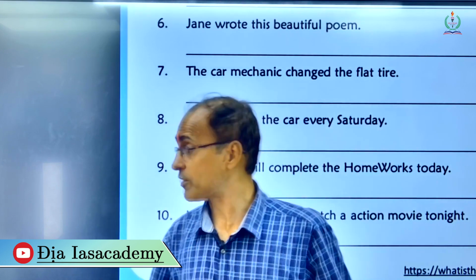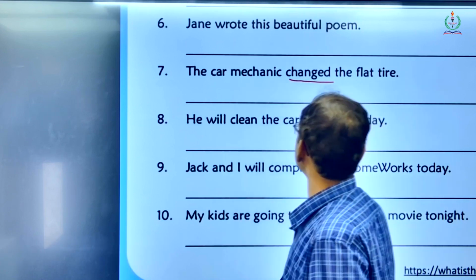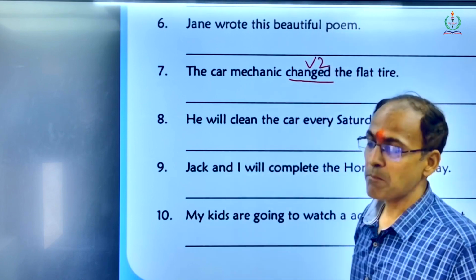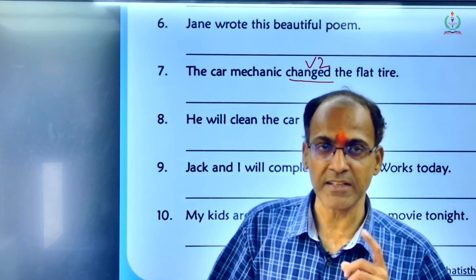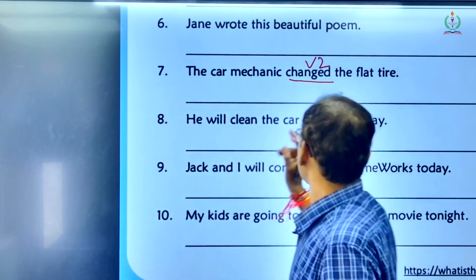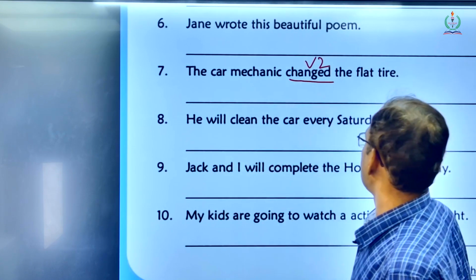So, now in this sentence, we can clearly identify that the verb is in past tense. This is V2 form of verb. Past tense is the V2 form of verb, present tense is the V1 form of verb, and past participle is the V3 form of verb. I hope you are all getting this. Now, again, the car mechanic changed the flat tire.